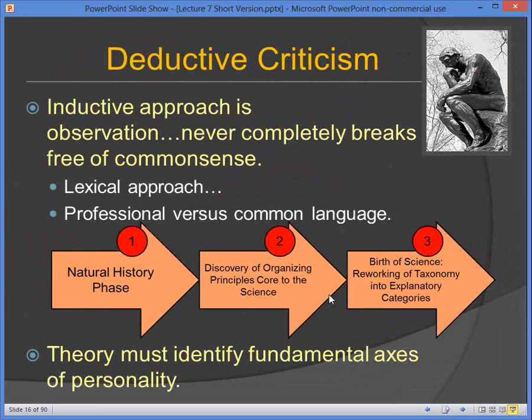And we never really seem to break free of that common sense way of talking about the world. We never really seem to break free of that. Factor analysis is not going to do it for us.